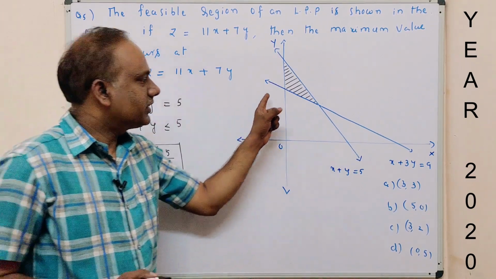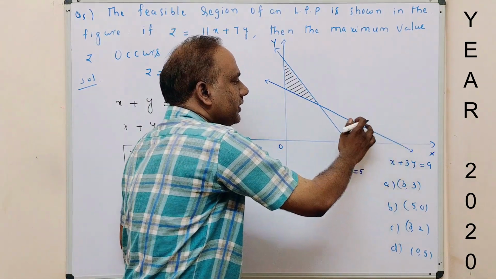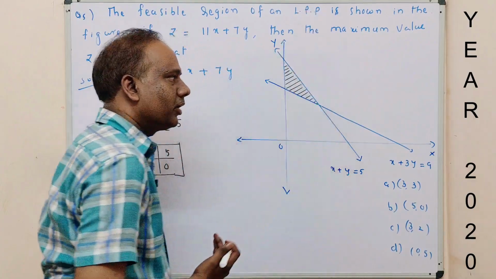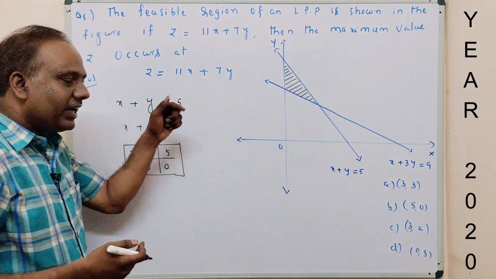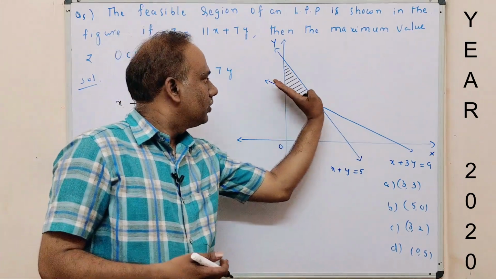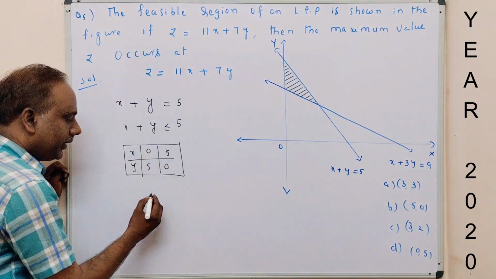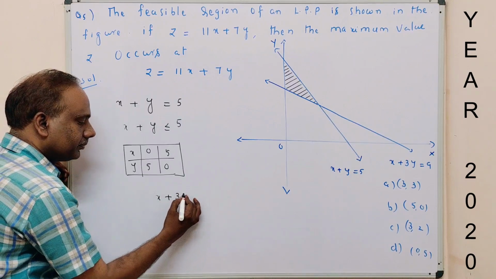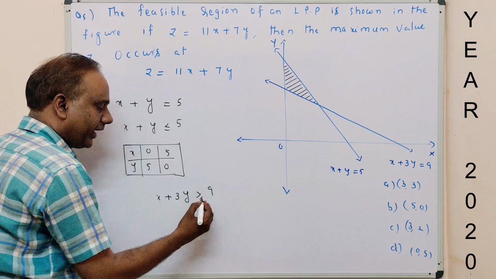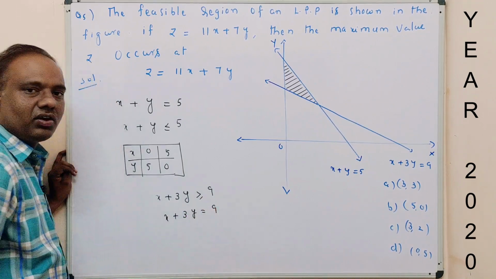Next, this equation is x plus 3y is equal to 9. For this equation, the line is above the origin. Above the origin means greater than or equal to, and below the origin means less than or equal to. So above the origin means greater than or equal to. That means x plus 3y is greater than or equal to 9. So we can write x plus 3y is equal to 9 also.